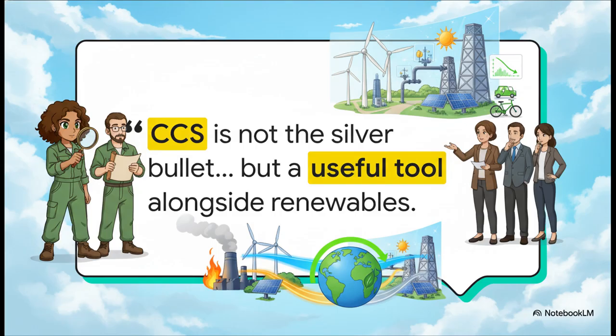To truly stabilize the carbon cycle and flatten that Keeling curve, CCS has to be deployed strictly alongside a massive increase in renewable energy, direct air capture technologies, and some really fundamental behavioral changes in how our society consumes energy.